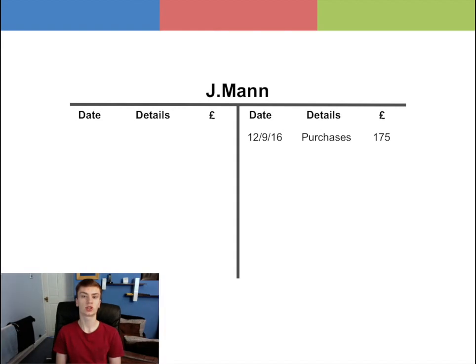The transaction took place on the 30th of September 2016, which can be shown as 30/9/16. Then we will note it as bank in the detail column because that is the name of the other account that has been affected during the transaction. And lastly, 175 is entered in the pound column.